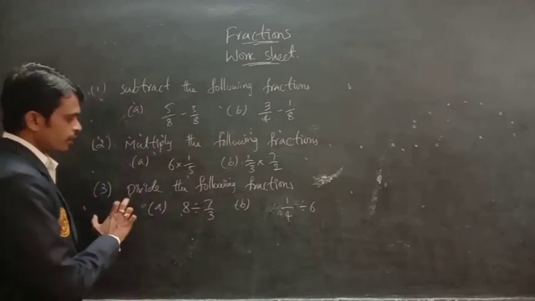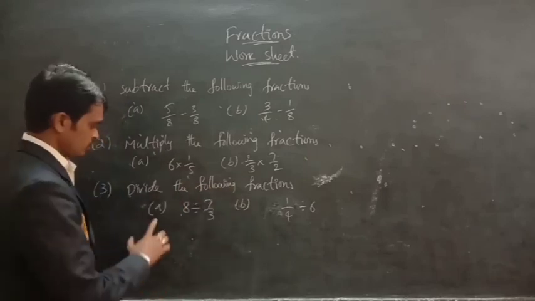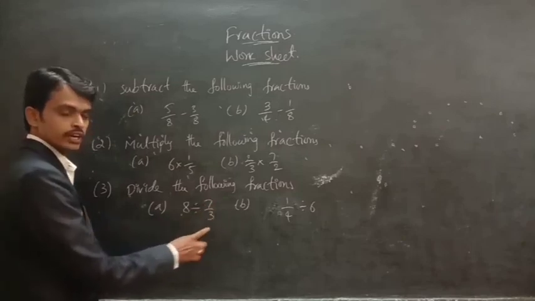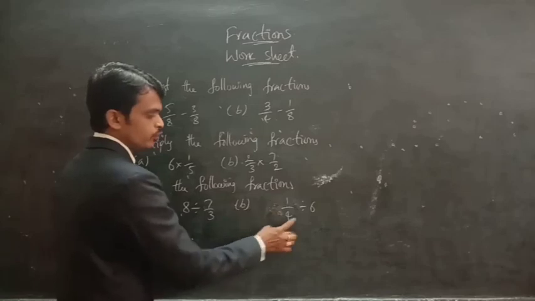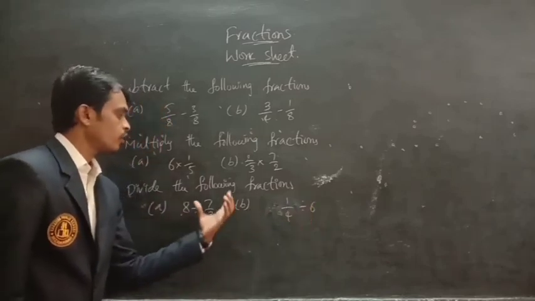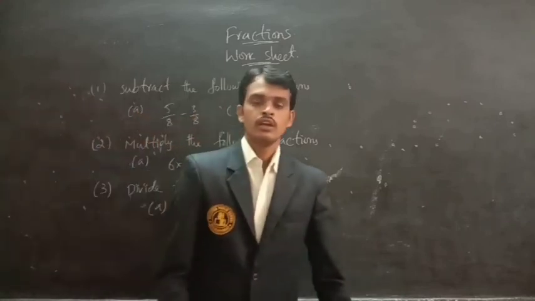Third one, divide the following fractions. In this, two bits are given: 8 divided by 7 by 3, and 1 by 4 divided by 6. So let us divide these following fractions. Keep watching.